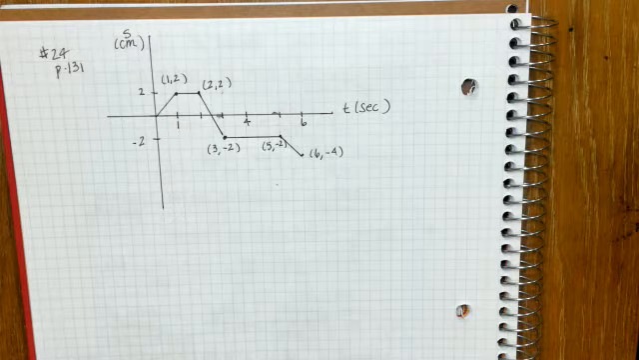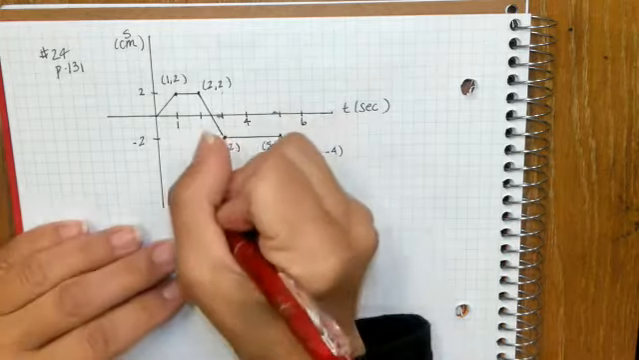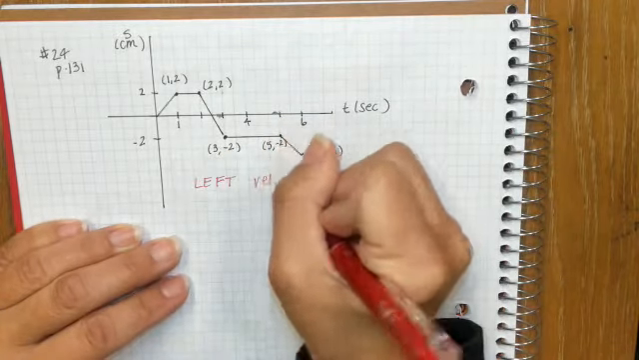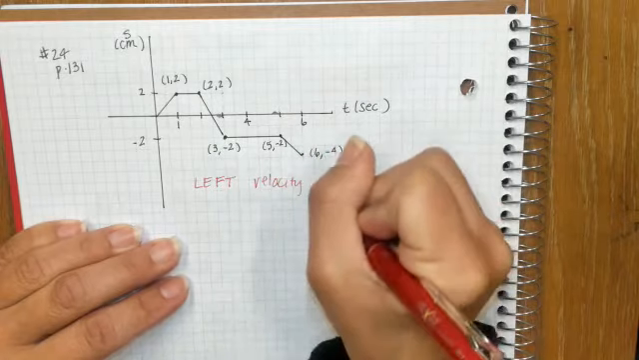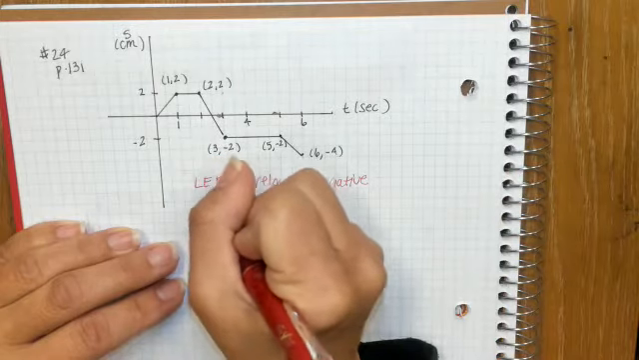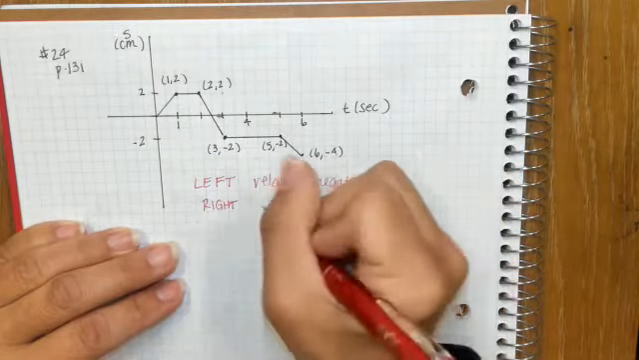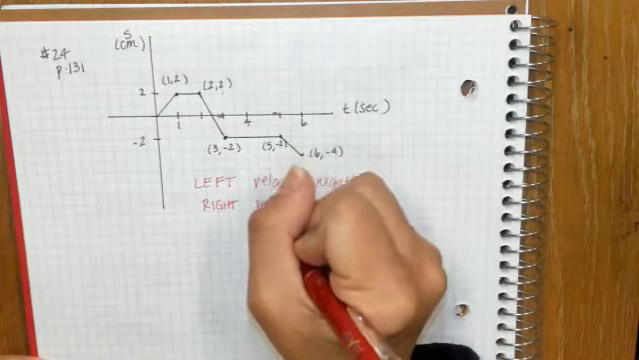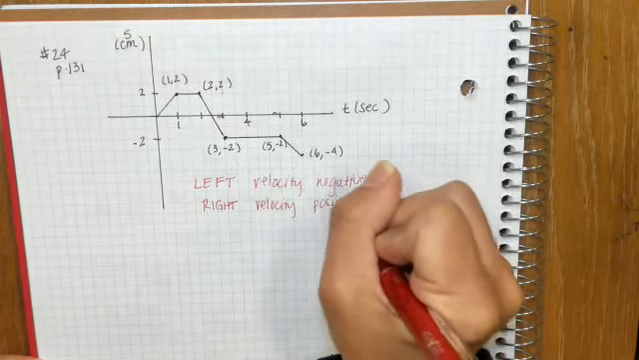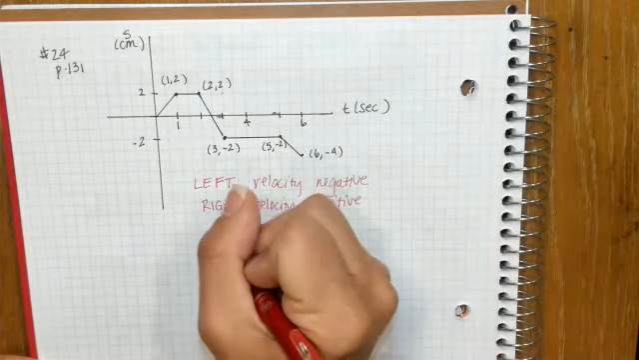Okay, so the question says, when is the particle moving left, moving right, and standing still? So this particle is moving left when the velocity is negative, moving right when the velocity is positive, and it is standing still when the velocity is 0.